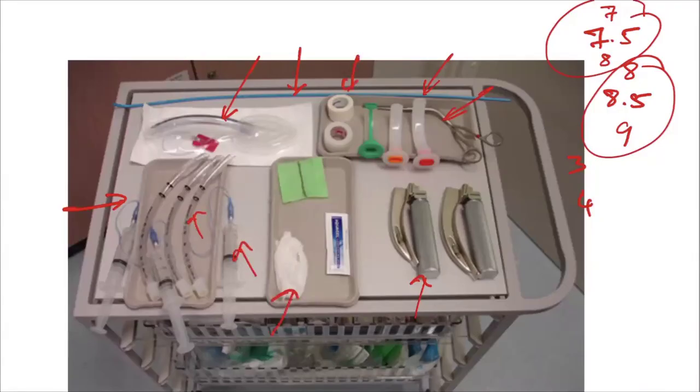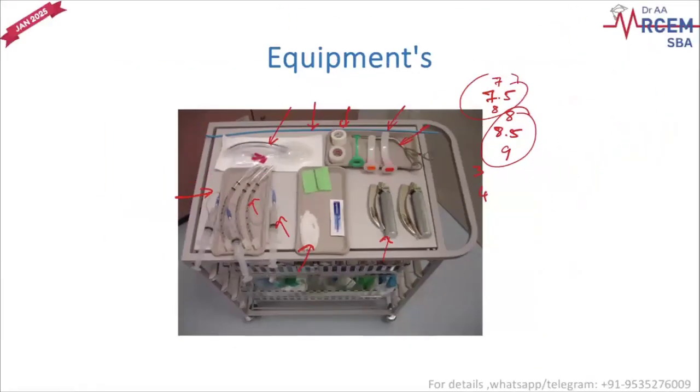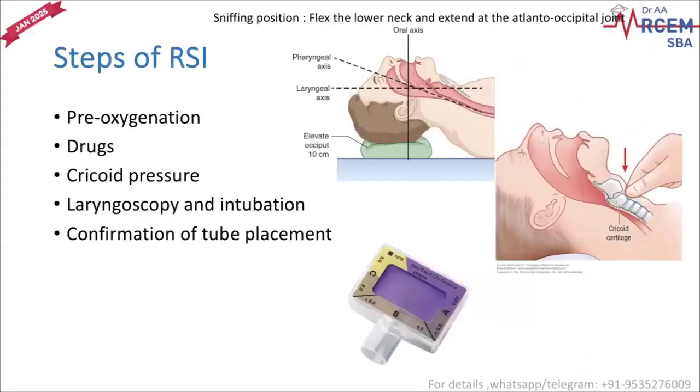So make sure all the equipment that is required is available, including difficult airway equipment. Also, it's advisable because it's an emergency situation. You are intubating, emergency rapid sequence intubation is what you're doing. So what are the steps of rapid sequence intubation?